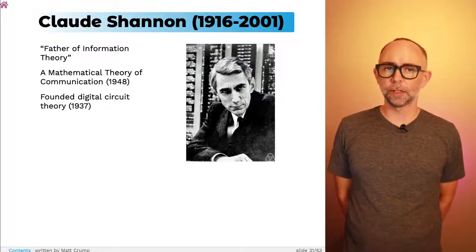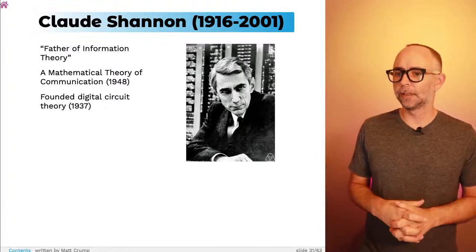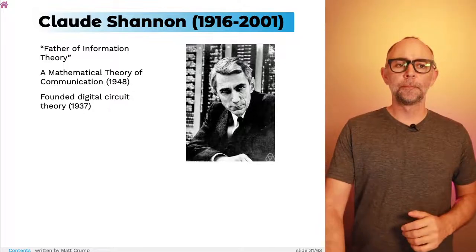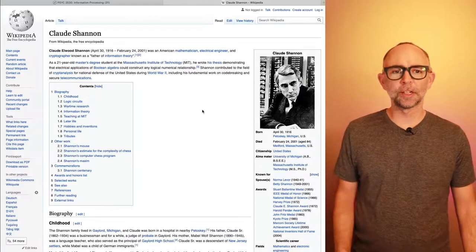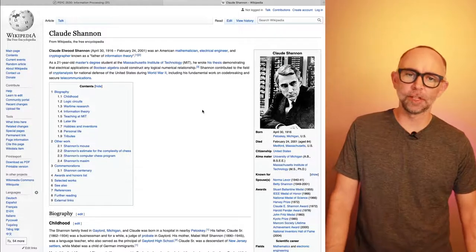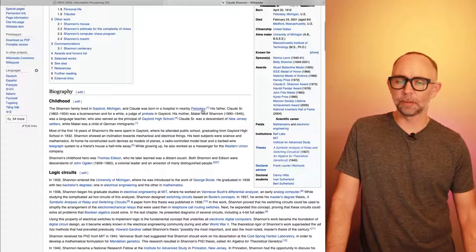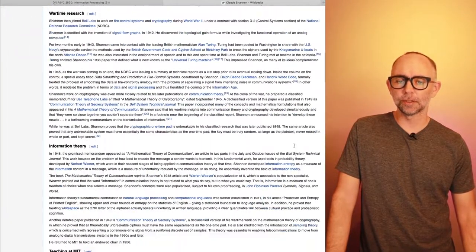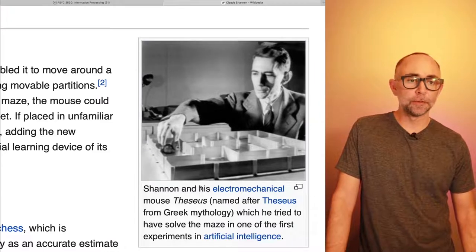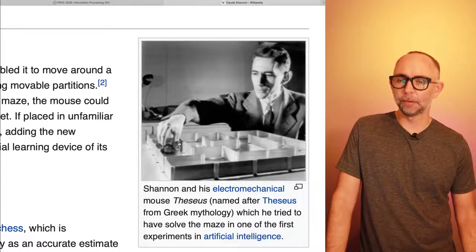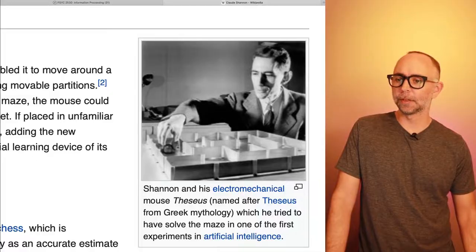This was published in 1948. He's an important figure in lots of areas. He founded digital circuit theory in 1937. And so his ideas are important for later developments in computer technology. Just to make a couple quick connections back to previous lectures, here's Claude Shannon's Wikipedia page. He did all sorts of interesting things. If we go back to the maze learning experiments we were talking about in the behaviorism lecture, we can see that in the 1950s, here's Shannon trying to develop basically an artificial intelligence version of a mouse. That's a robotic mouse that he was trying to figure out how to program to be able to navigate a maze like a real mouse.